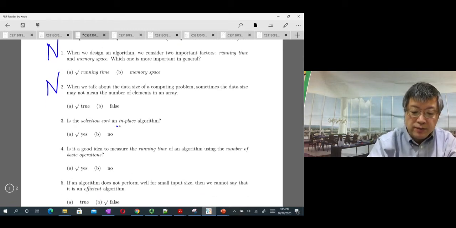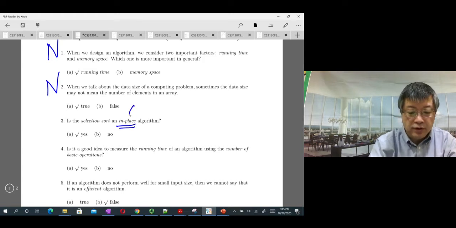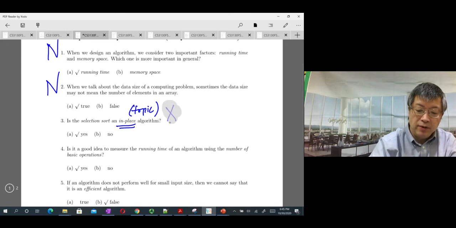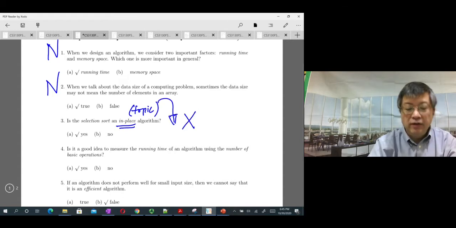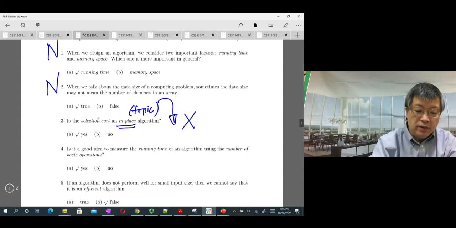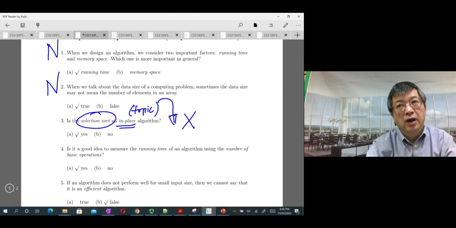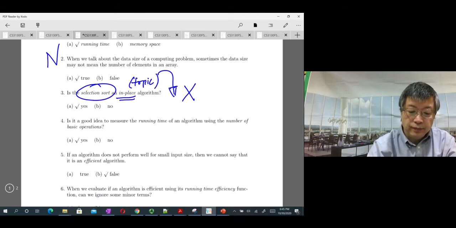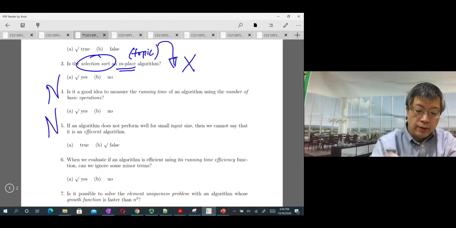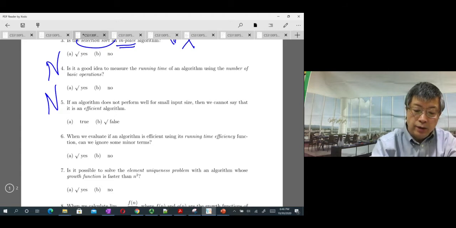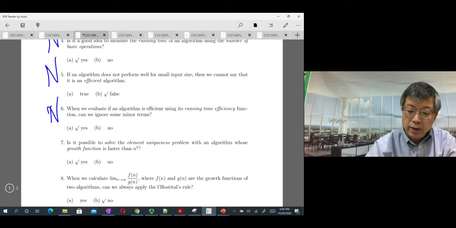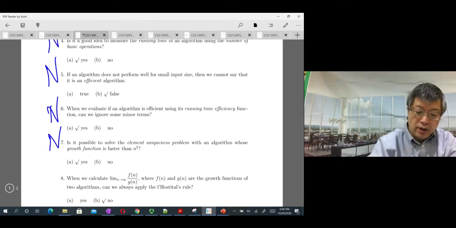Selection in place. In place, I may ask you the in place topic. X, okay? This in place topic. Not necessarily selection sort. What I mean is the in place topic is very likely to be tested, but not necessarily about selection sort. I can ask you about some other algorithms, whether they are in place or not. Running time, just skip. All right, skip. Also skip.